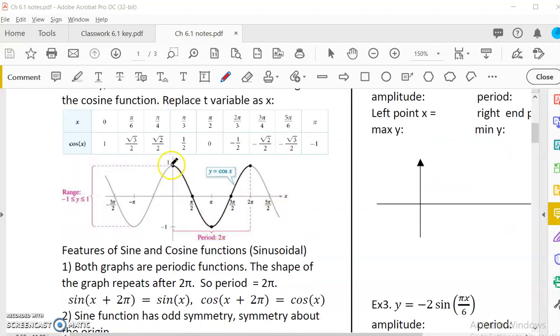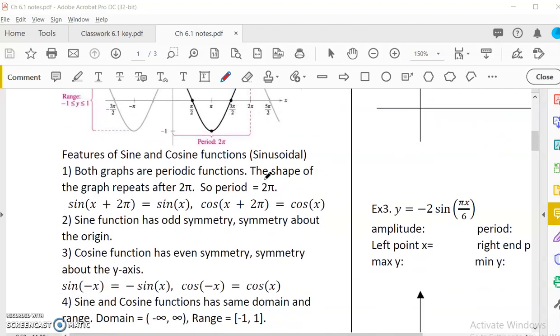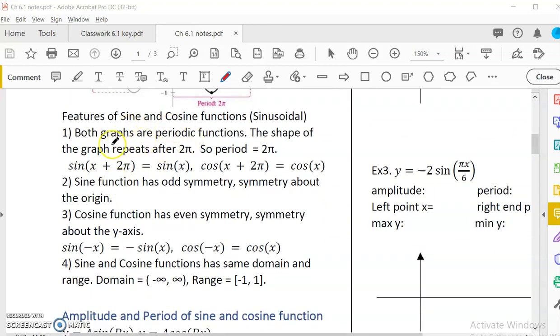Whereas in cosine, you start from maximum to intercept to minimum, and then go back to intercept to maximum. You start and end at the maximum. Okay, so these are the differences. So what are some features? So we're comparing the features of the two functions. Both graphs are periodic, meaning they repeat. They go on forever. They fluctuate between 1 and -1.